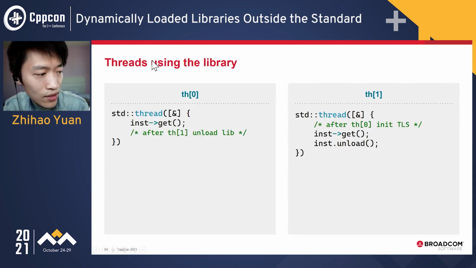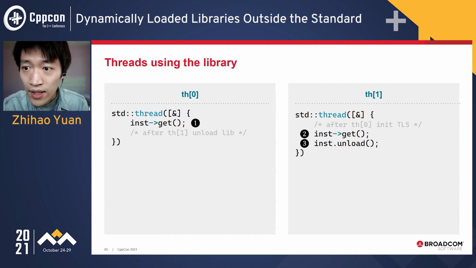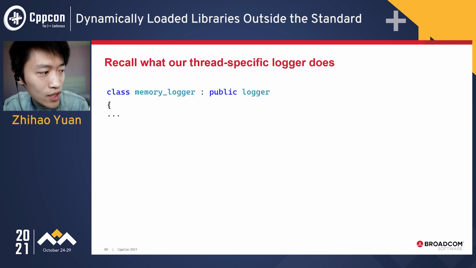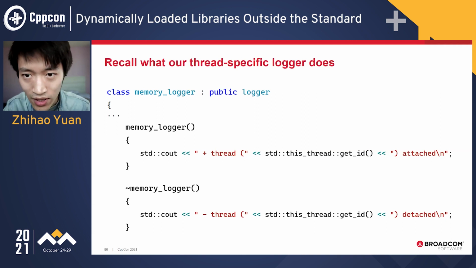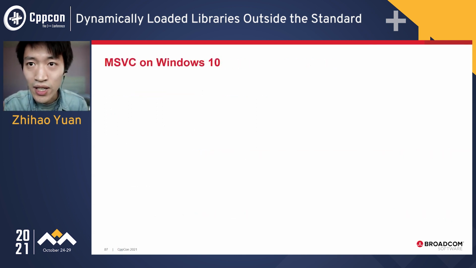After thread one unloads the plugin, both threads now should run their thread-specific object destructor, right? Recall what our thread-specific logger did. It logs some information. Here are the log lines it puts. When a thread is attached to the library, we print a plus sign followed by the thread ID. When it's detached, we print a minus sign followed by the thread ID. Now see what's going to happen.